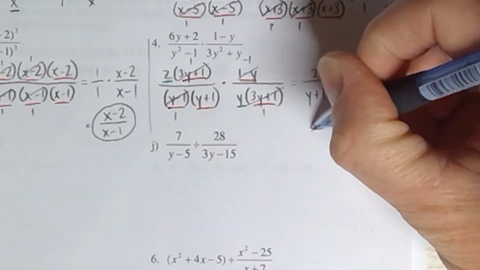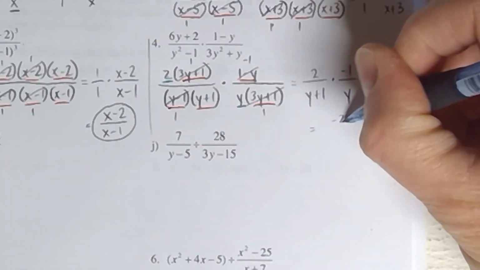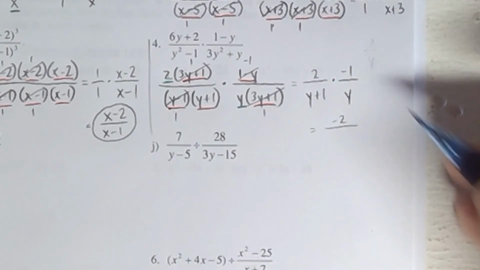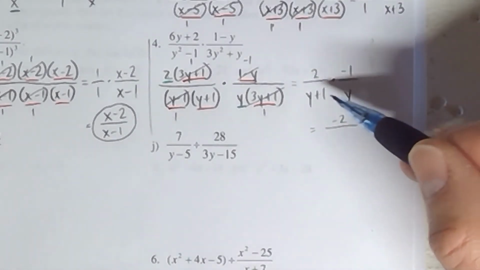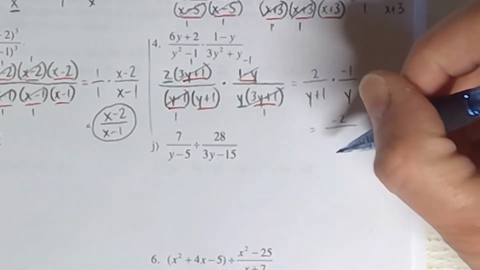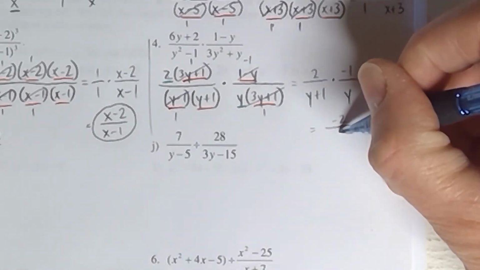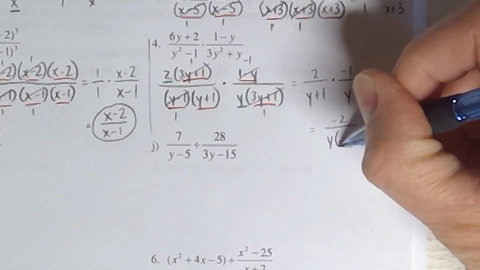And the top part here is easy. 2 times -1 is -2, right? Okay, that part was simple enough. But when you multiply, you guys, by a denominator that has more than one term in it, you have to put that in parentheses.